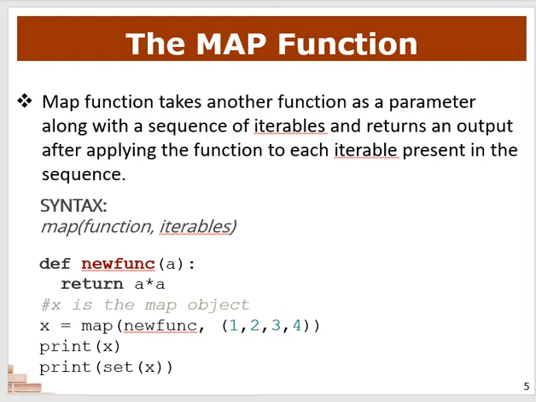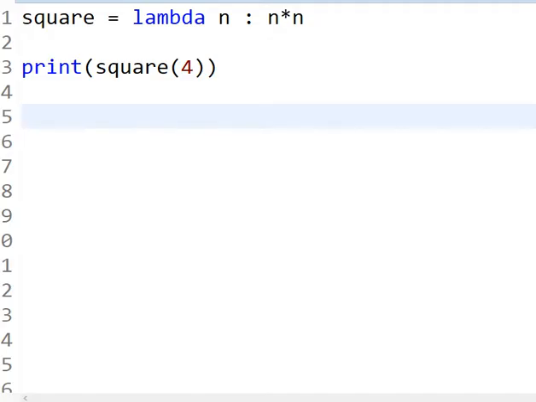So in this simple example, you can see you are using a new function that will return the square of a number, and in the next line you are simply applying the map function to new function with a tuple having values 1, 2, 3 and 4. Since the new function simply returns the square of a particular number, this map function applied to new function with the iterable 1 2 3 4 will return the square of each element. So if you run this, let's design the function.